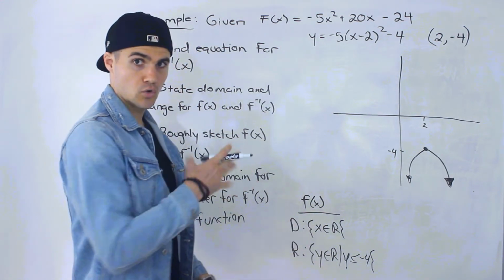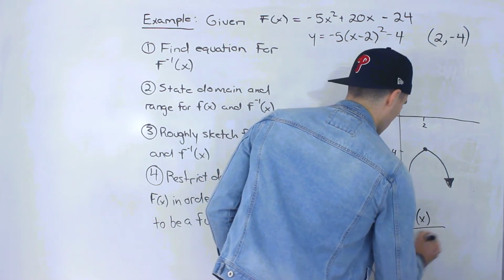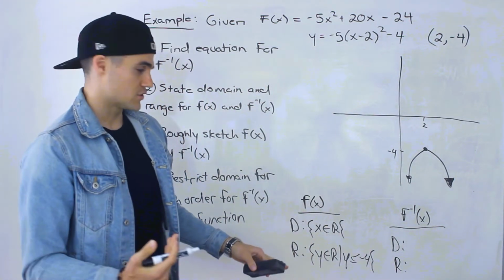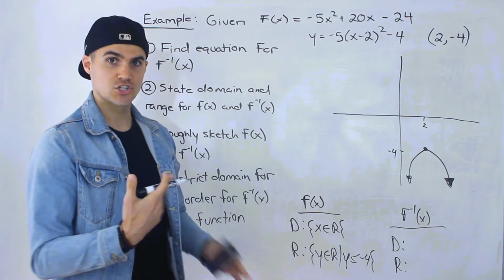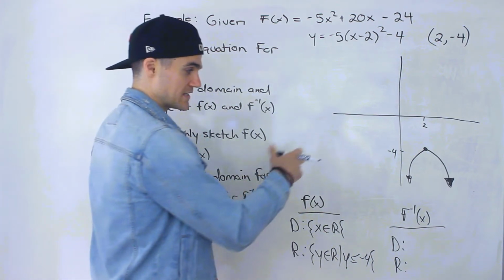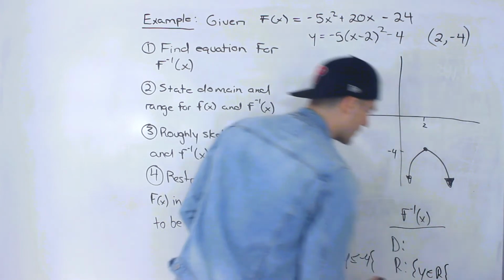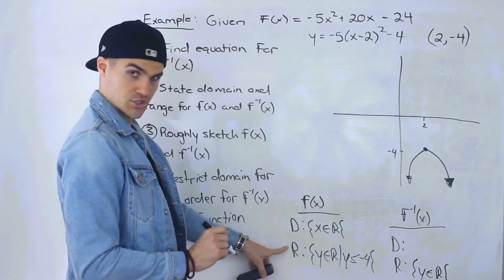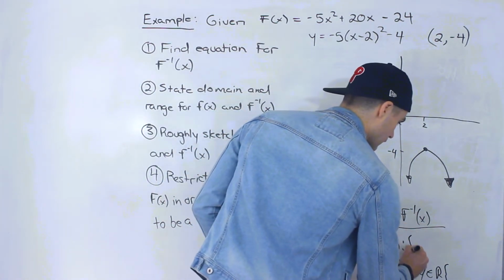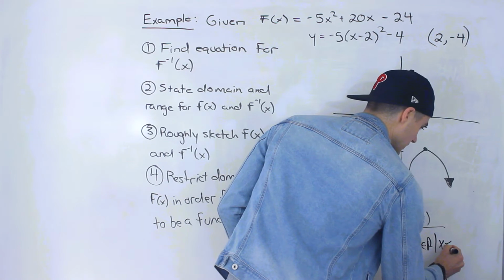And now before even graphing the inverse, what do we know? We know the domain and the range for the inverse is just going to be the domain and range for the function interchanged. So notice that the function has a domain of x is an element of the real numbers, which means the inverse is going to have a range of y is an element of the real numbers. The range for the function is y is an element of the real numbers, but y has to be less than or equal to -4, which means the domain for the inverse is going to be x is an element of the real numbers, and all the x values have to be less than or equal to -4.